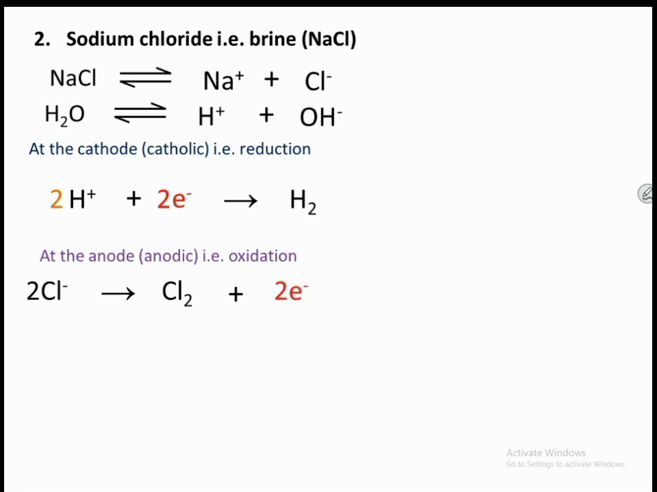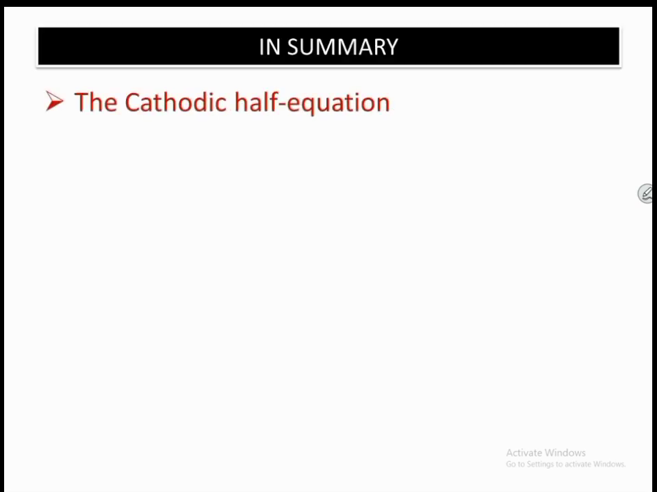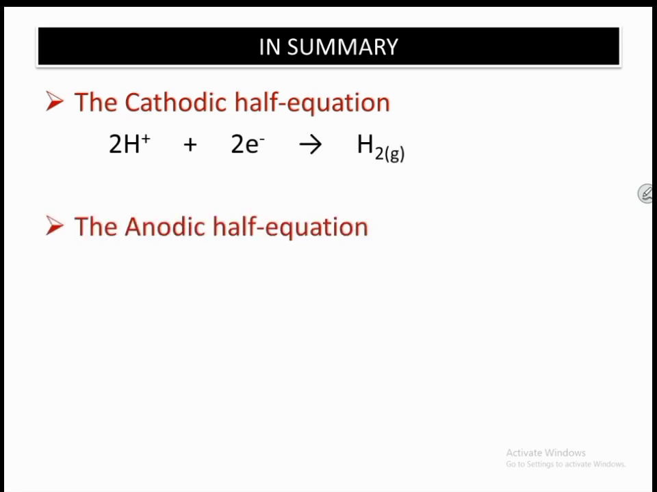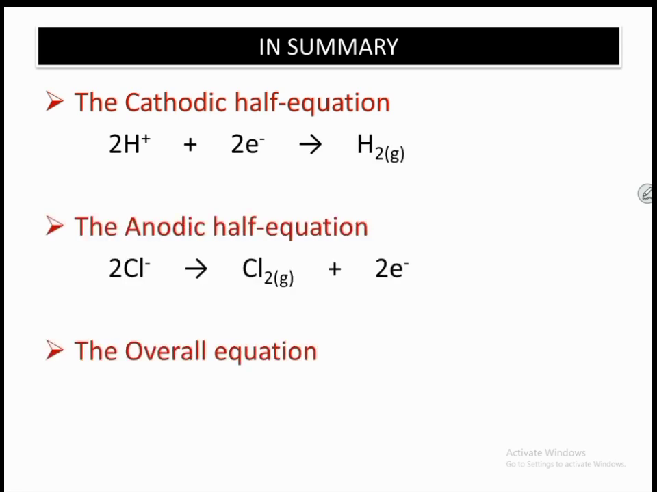So at the end of the day, it's time to write our overall chemical equation. We cancel out the electrons, then combine what is left. What is left on the left hand side is 2H+ and 2Cl-. What is left on the right hand side is H2 and Cl2. That's the overall chemical equation. So in summary, this is the cathodic equation, this is the anodic equation, and this is the overall equation.